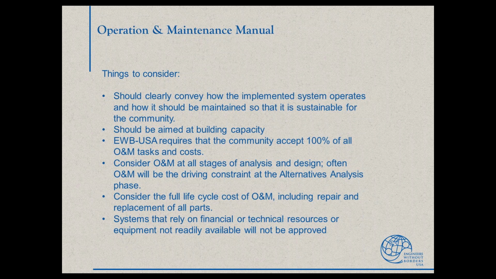And the chapter should consider operation and maintenance of the facilities at all stages of project analysis and design. Operation and maintenance considerations will often be the driving constraint during the alternatives analysis phase and the design of the project. As I mentioned earlier, the community must be 100% responsible for the ongoing operation and maintenance of any system implemented with the EWB-USA chapter, and any system that relies on financial or technical resources or equipment that's not readily available to the community will not be approved for the implementation.